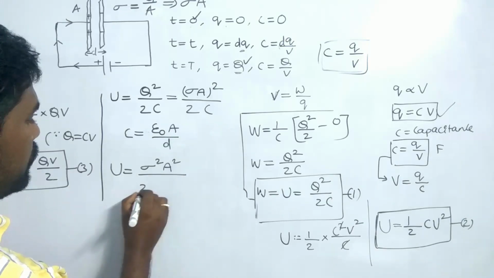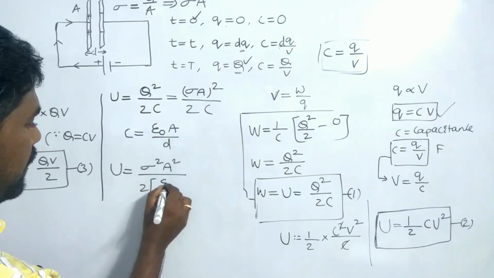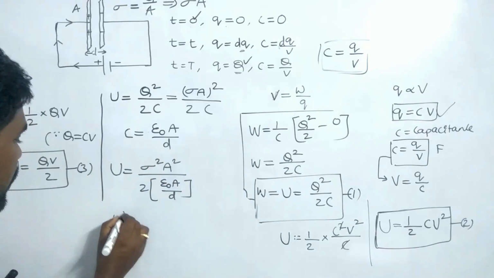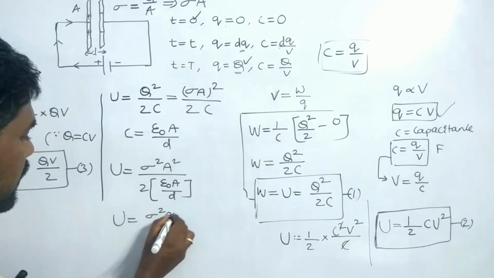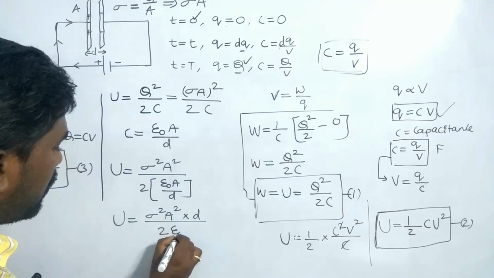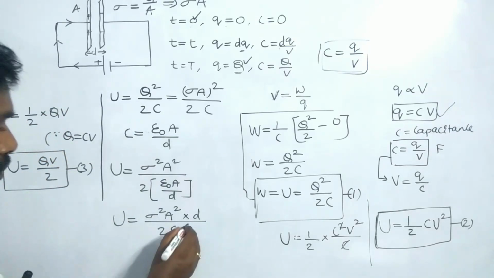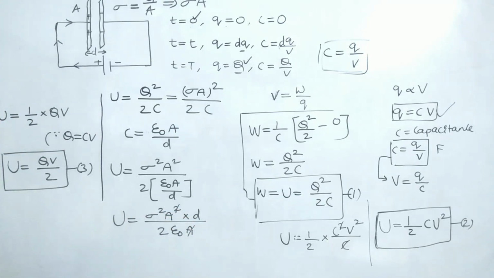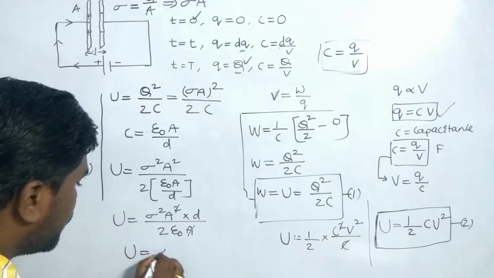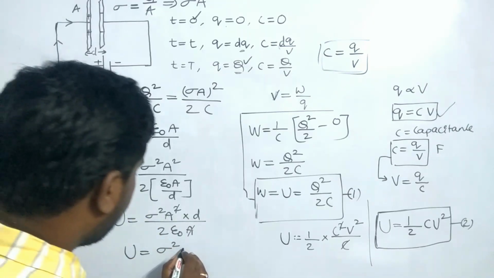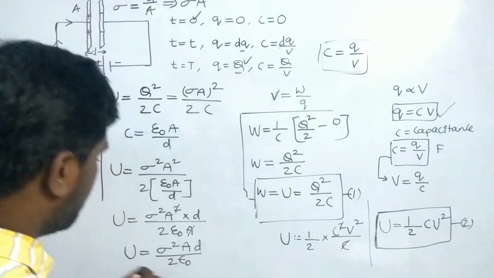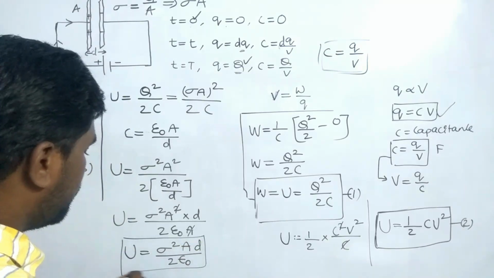by 2 into C, and C is nothing but epsilon naught A by D here. Let us simplify. U is equal to sigma square A square into D by 2 into epsilon naught A. Clear? Here A and square will be cancelled out. The remaining is U equal to sigma square A D by 2 epsilon naught. Remember this.